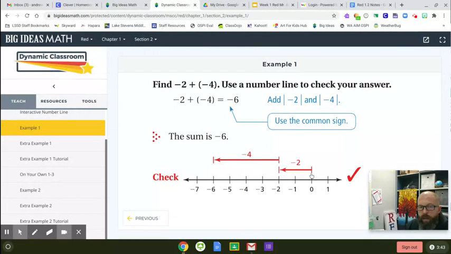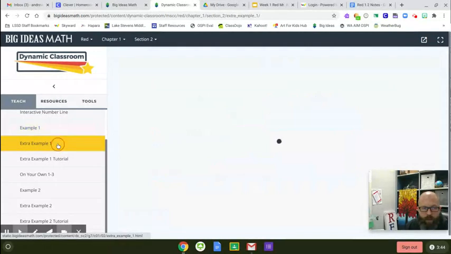You start at 0 and you go -2, and then you're going to add -4 to it. So even though we're adding, it's sort of like subtracting 4. You'll learn a lot more about that this year. But for now, take the absolute value of both and then use the common sign. And you can use a number line to check your answer. Okay? Let's take a look at another one here.